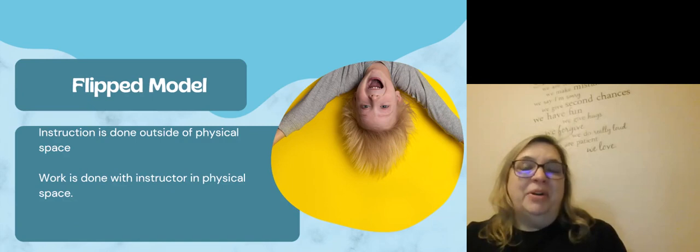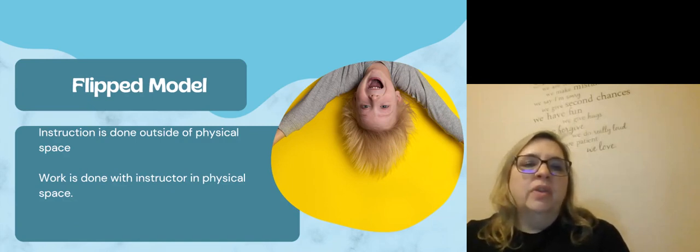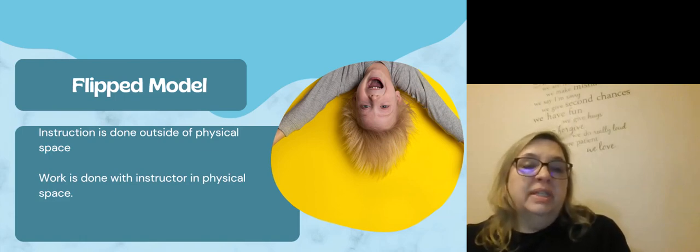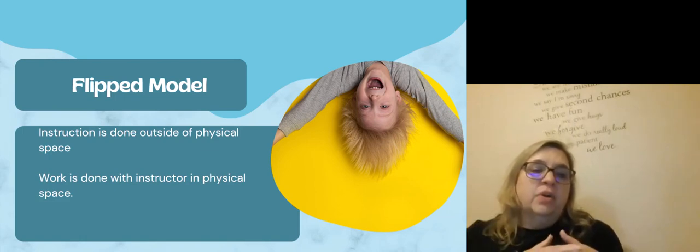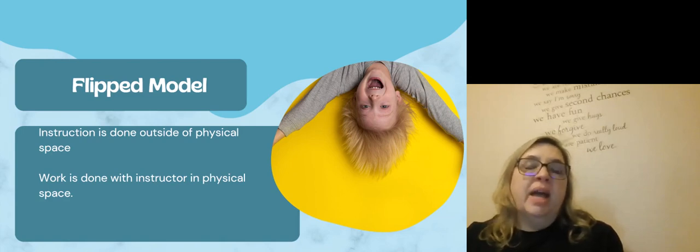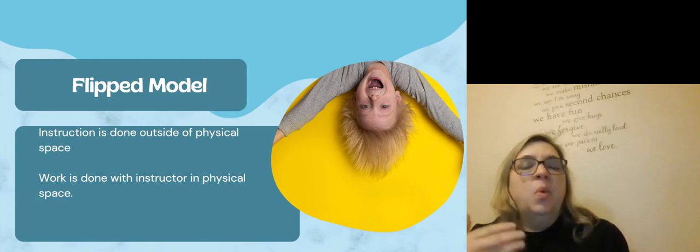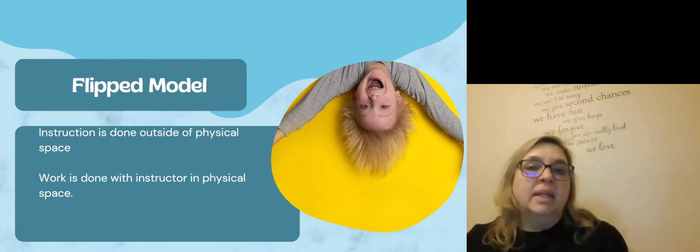The next model is the flipped model. And this one is where the instruction is done outside of the physical space. So, for example, the teacher might put a video online for the student to see, and then they come together for the work in the physical space. So, a math teacher might put a video online about how to do a certain problem. Then, when the students come to class, they will work through the problem together as a class and then individually with the teacher being able to offer that individual help.